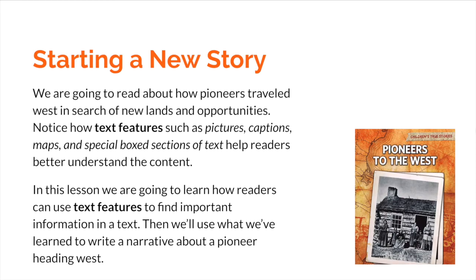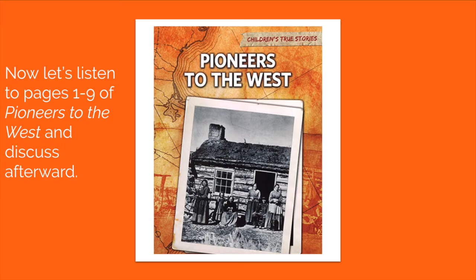And we notice that text features are anything from pictures, captions, maps, and in this case, there are also these special boxed sections of text that you'll see on the contents page of the first reading. These help you better understand the content. This isn't necessarily the text itself, but it helps supplement the rest of the text and the rest of the learning. So we're going to go ahead and listen to this text.